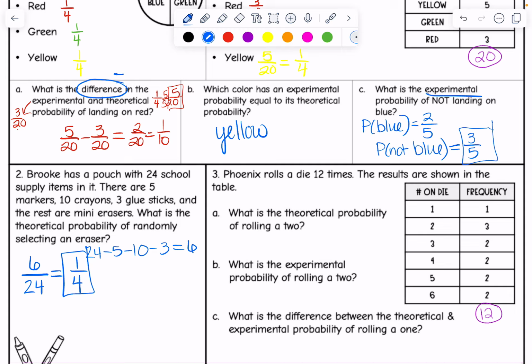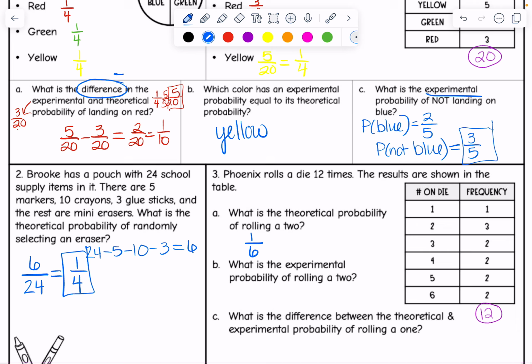Phoenix rolls a die 12 times. The results are shown on the table. Theoretical probability of rolling a 2. It doesn't matter that she's rolling it 12 times. The theoretical probability of what should happen is still going to be 1 out of every 6 rolls should be a 2. So experimentally, what happened?